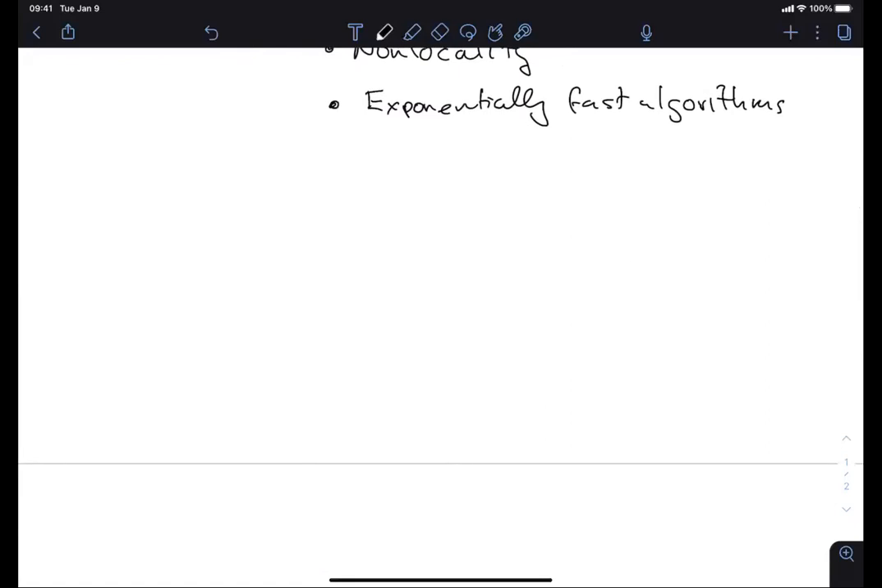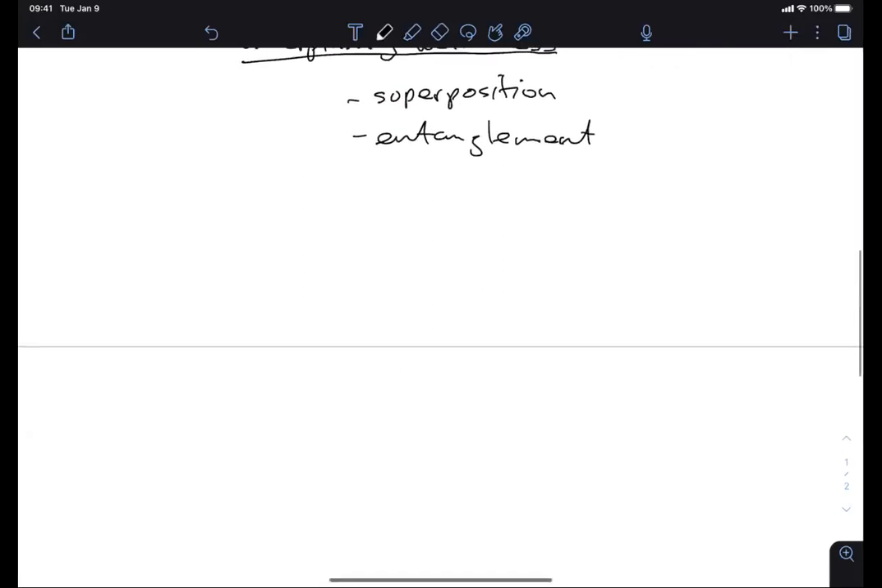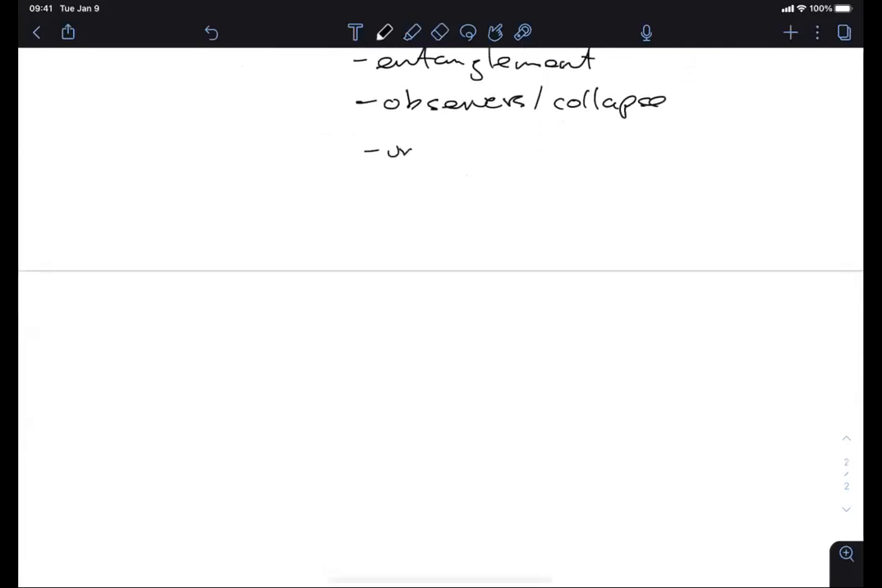There's the underpinning weirdness for this stuff. You say, what's the kind of quantum weirdness that people have heard about? For that, you start giving a list of things like, well, there's superposition, entanglement, and observers, and collapse, things like this, uncertainty principle.